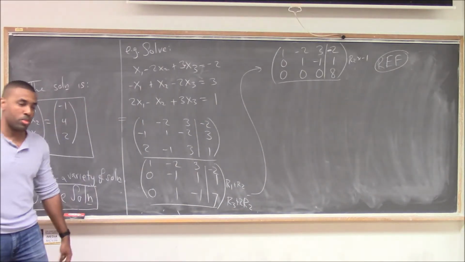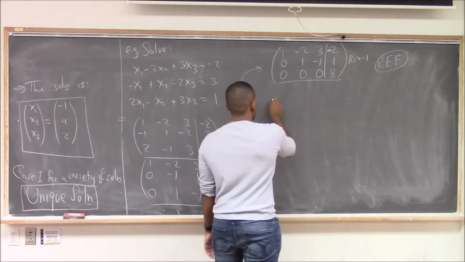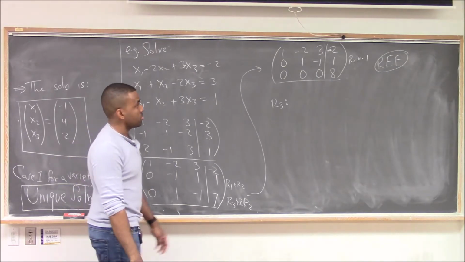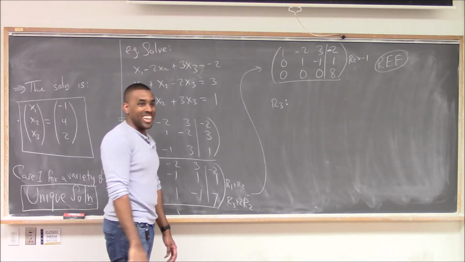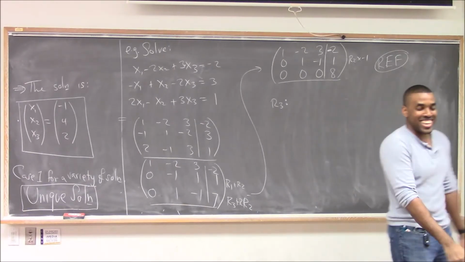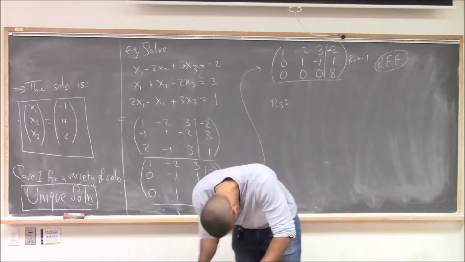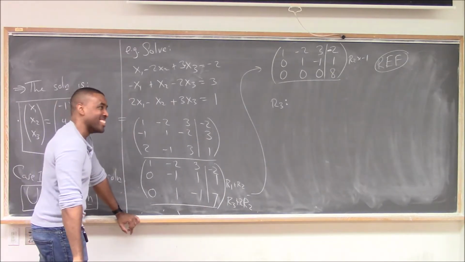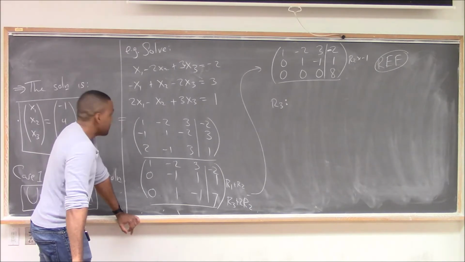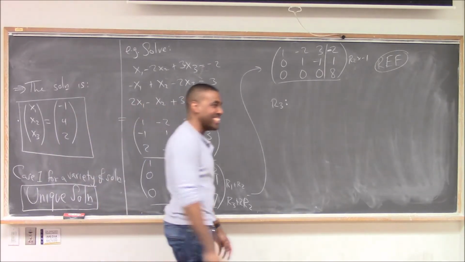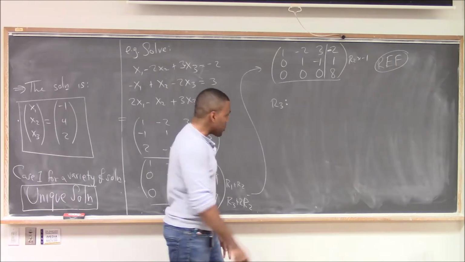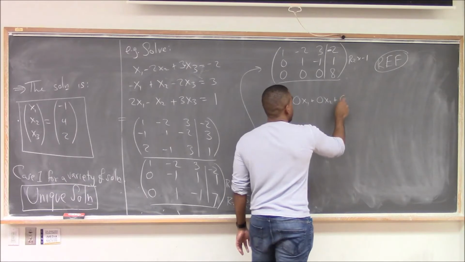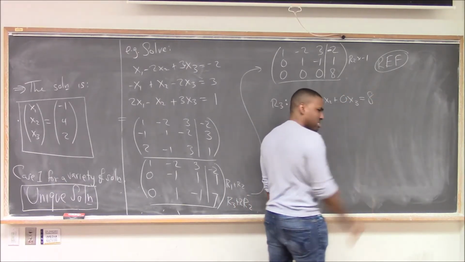Now let's start doing what we did before. Start from the bottom row up. What does row 3 tell us? Look at what row 3 says. Row 3 says 0 plus 0 plus 0 plus 0 equals 8.